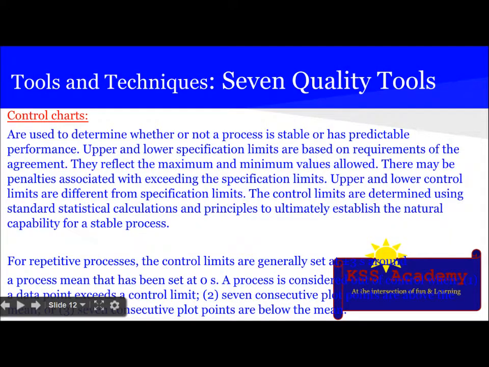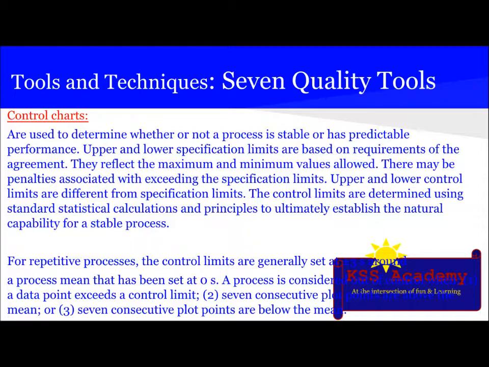The next thing is control charts, used to determine whether or not a process is stable or has a predictable performance. Upper and lower specification limits are set on requirement of the agreement. They reflect the maximum and minimum values allowed. There may be penalties associated with exceeding the specification limit. Upper and lower control limits are different from specification limits.